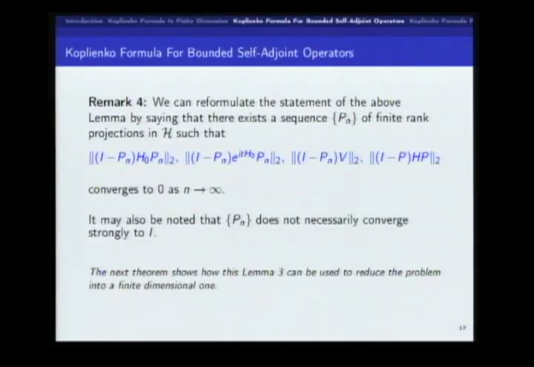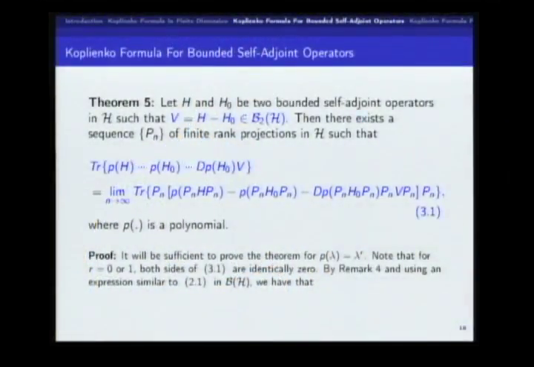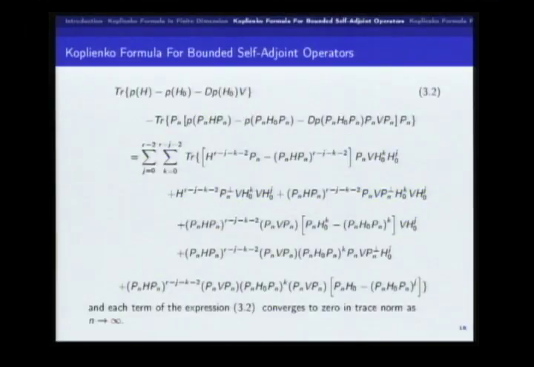Now we use this lemma to prove our theorem. First is the reduction to finite dimension. As I had asserted, if H and H naught are two bounded self-adjoint operators such that the difference is Hilbert-Schmidt, then, using the previous theorem, there exists a sequence of finite rank projections such that the required trace, which is the first order Fréchet derivative subtracted, is obtained as a limit of the same formula in the finite dimensional compression. That's all this statement says, where small p is a polynomial. Well, this is a little bit of computation. I won't go through that again.